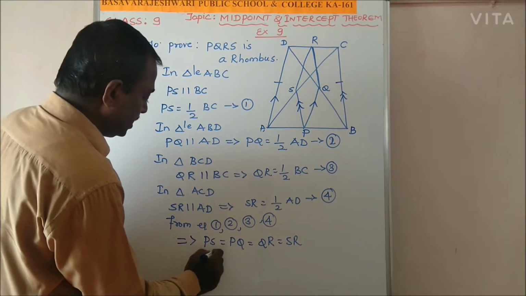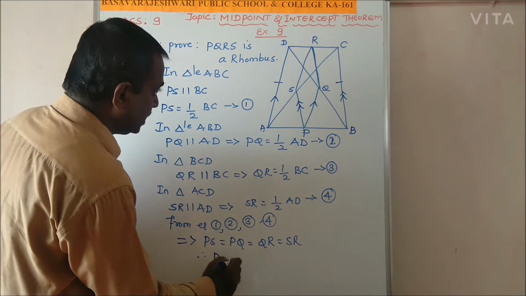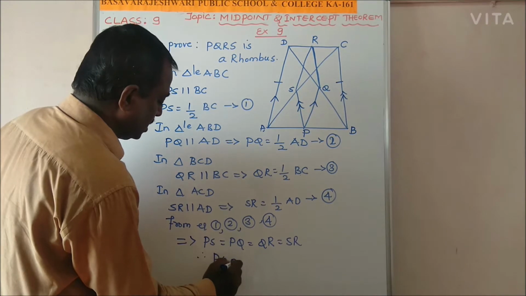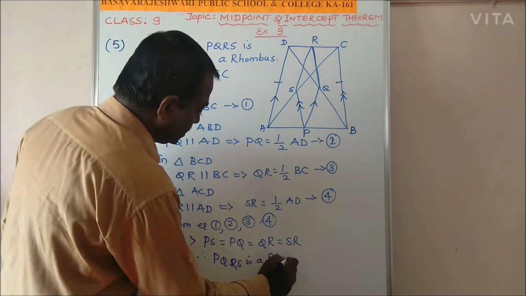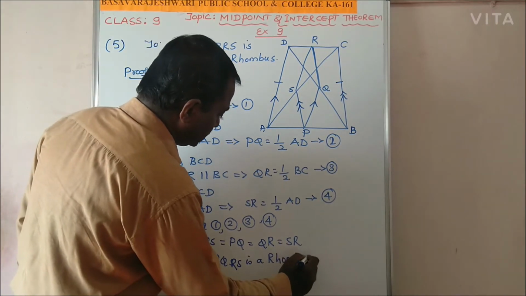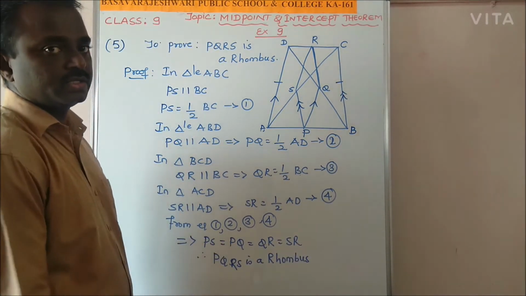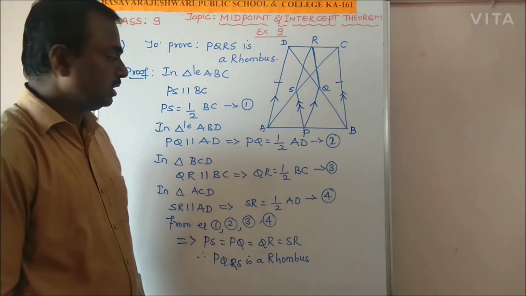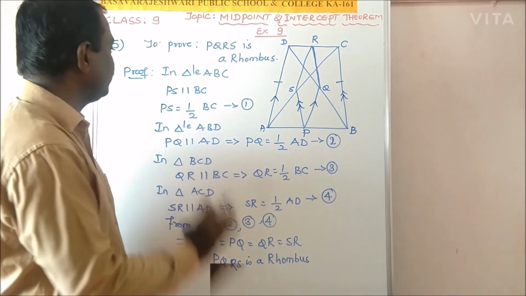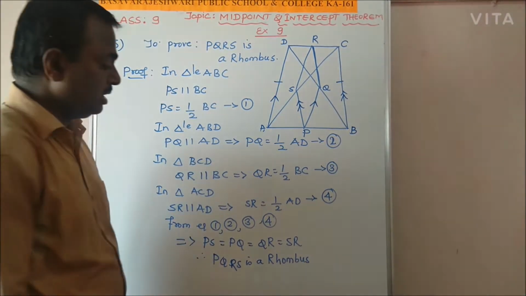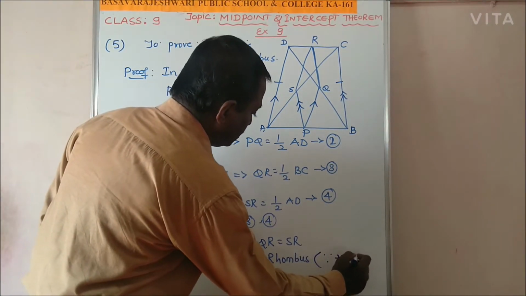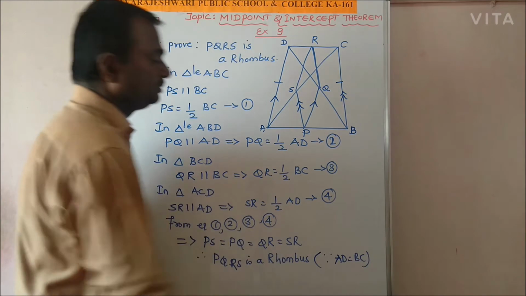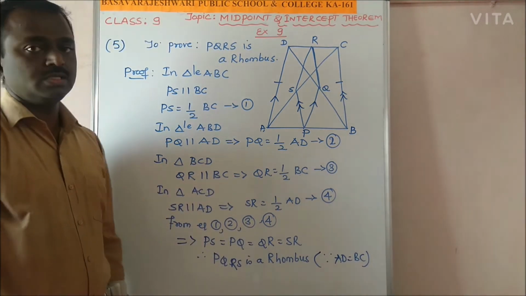Therefore, we can say PQRS is a rhombus. All the sides are equal. Okay, so this is the answer for question number 5. In this bracket you can write 'because AD is equal to BC'. So note down this sum.